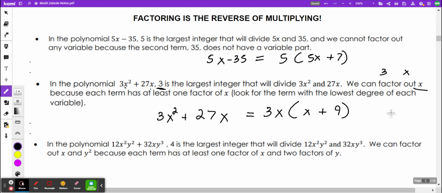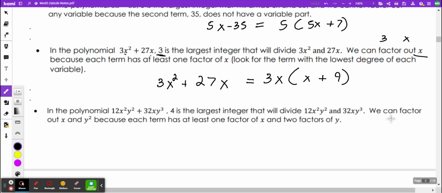Finally, on this last part right here, I have 12x squared y squared. Well, there's a square here, but not here. So I know that I'm going to have an x. 12 and 32, I know it's going to be a 4. I have y squared, y cubed, I know it's going to be y squared. So looking at this, hey look, I'm going to be dividing this and this by the following: 4xy squared. So I know that this is going to equal 4xy squared times 3x plus 8y.